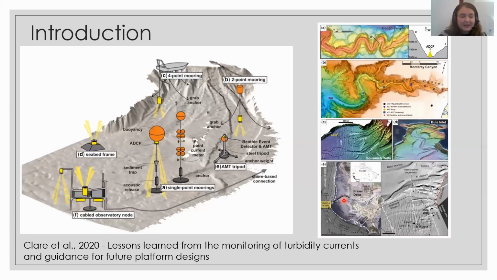Just a little bit on the measurement instrumentation in natural systems that we can use to take direct measurements.